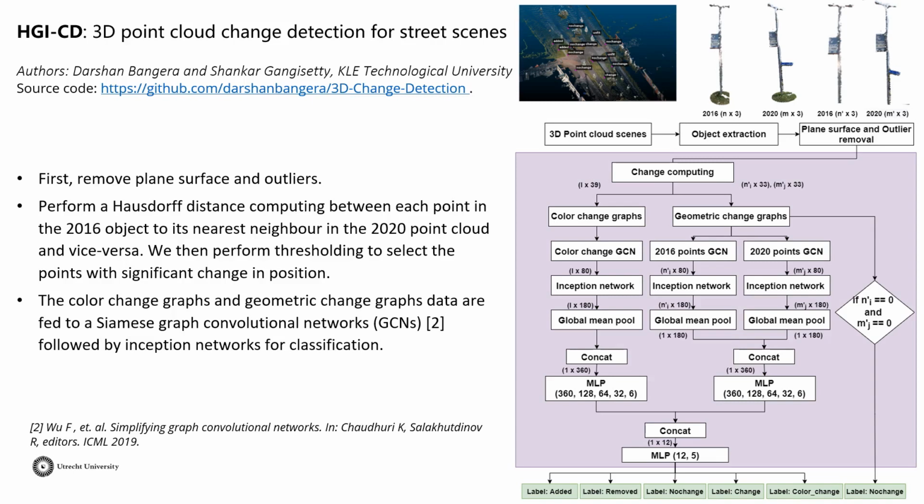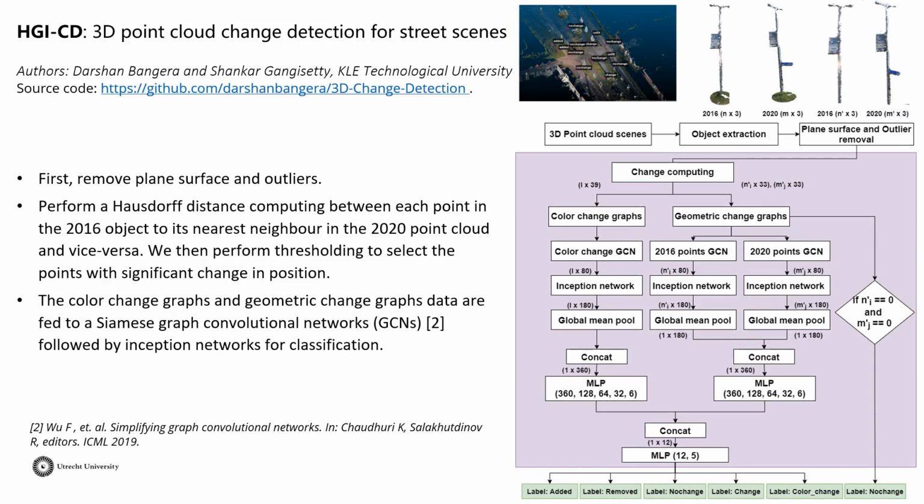After the change computation, we build color change graphs and geometric change graphs. In the color change graph, calculation of the changes in color space is performed by first averaging the RGB values into respective red, green, and blue bins. A color space point cloud is generated by taking the average RGB values. The change in color space is calculated by applying a point-to-point Hausdorff distance. For each RGB point with significant change, its corresponding XYZ coordinate from the point cloud is taken.